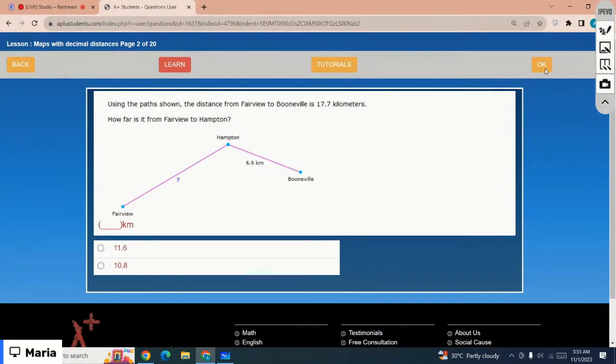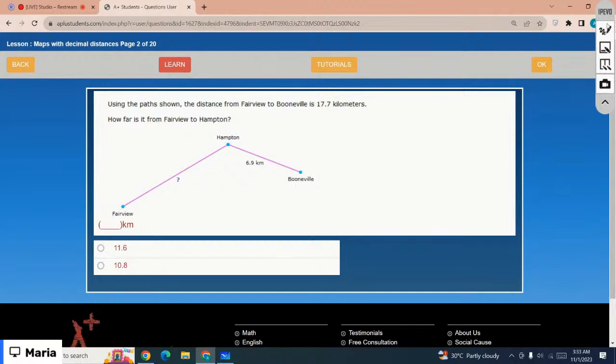Okay, using the path shown, the distance from Fairview to Boonville is 17.7. How far is it from Fairview to Hampton? The total distance from here to here is 17.7, right? You have a distance missing.